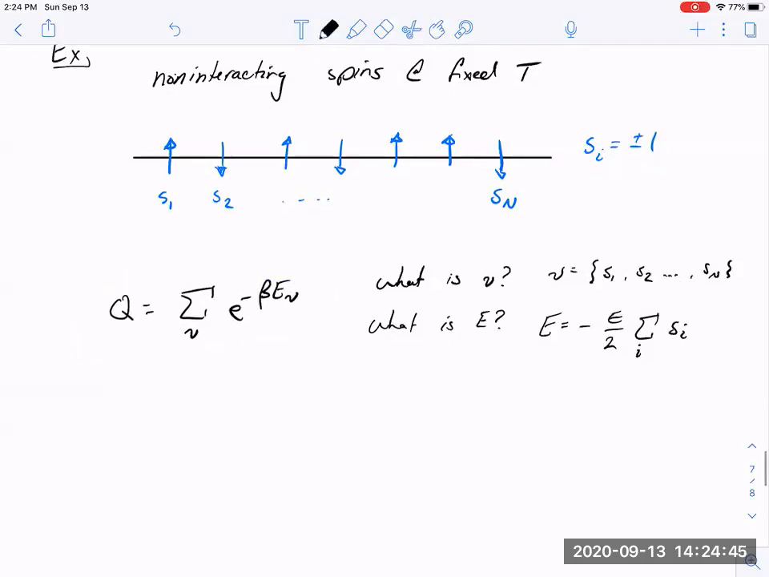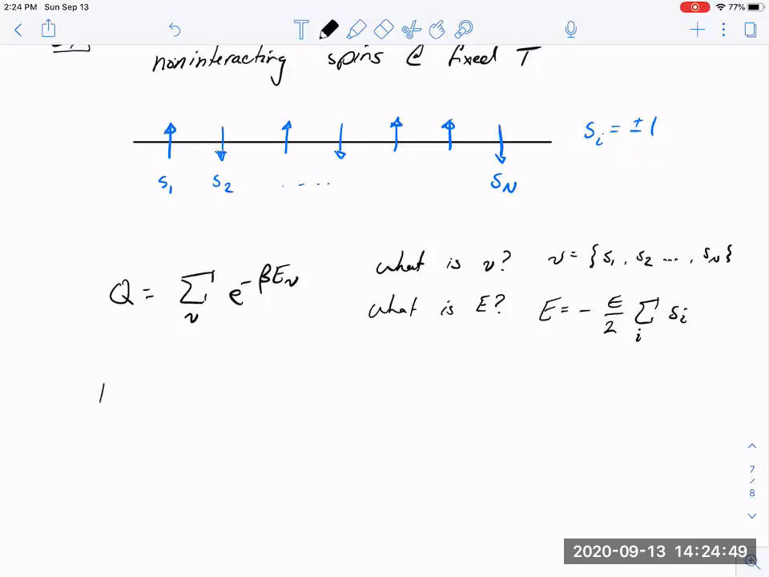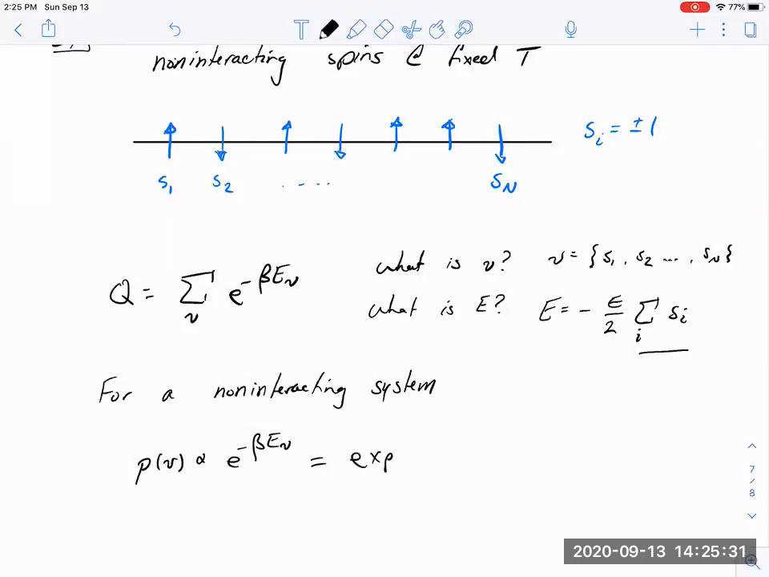Okay, now for this non-interacting system, the probability of a microstate being proportional to that Boltzmann factor has a very special form that's going to make this calculation tractable. Namely, the fact that the energy can be written as a sum of the individual spins. If I plug that in, it gives me an exponential of beta epsilon over 2 times a sum over all the spins.